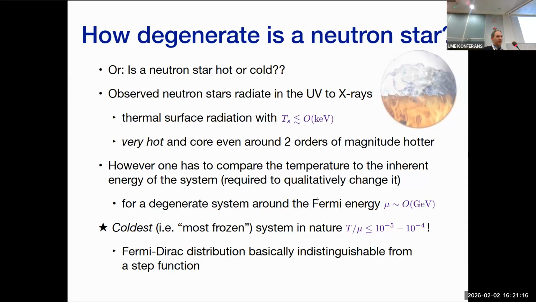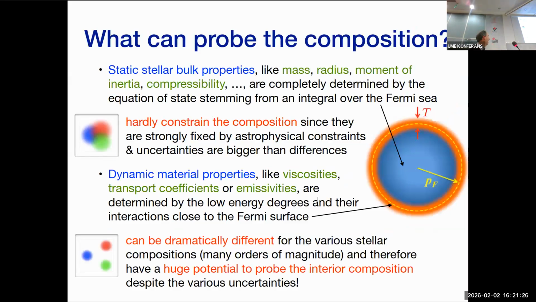I mean, this tiny temperature has no effect. It looks very much like this, a hard cutoff. But that's good because we have a small quantity, T over mu, which is tiny. And that's interesting because, I won't talk much about this, but this is what I mainly do, and so I at least want to mention it.